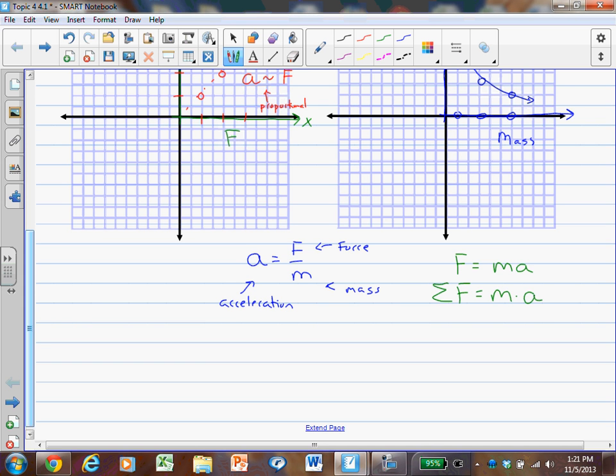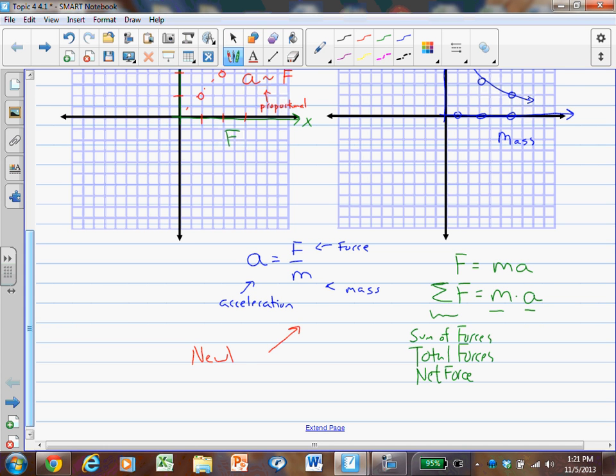And we call this here the sum of the forces. It's also called total force, and you'll also hear it called net force. I tend to call it the net force. But it means the net sum of all forces on an object equals the mass of the object times its acceleration. And this is Newton's second law.